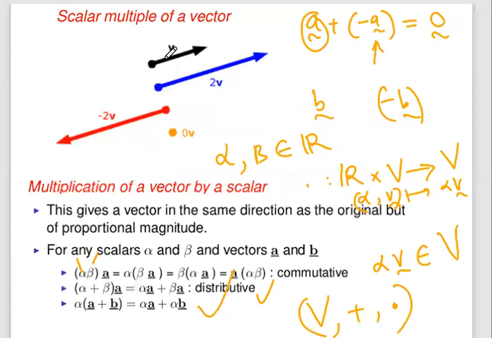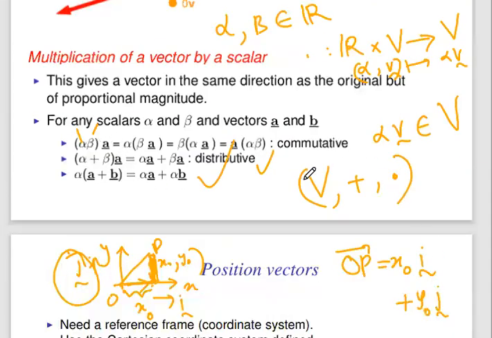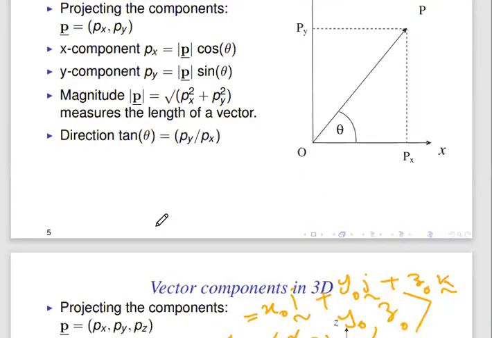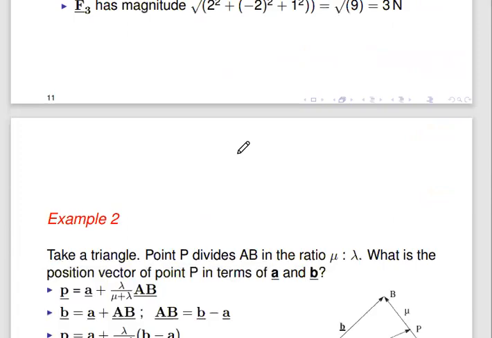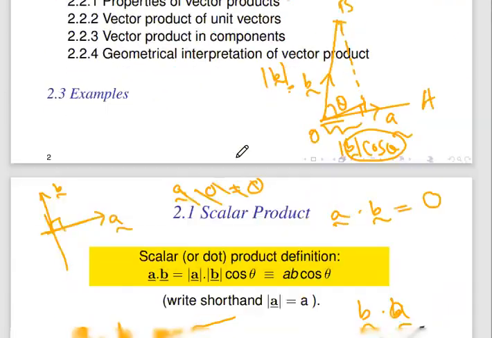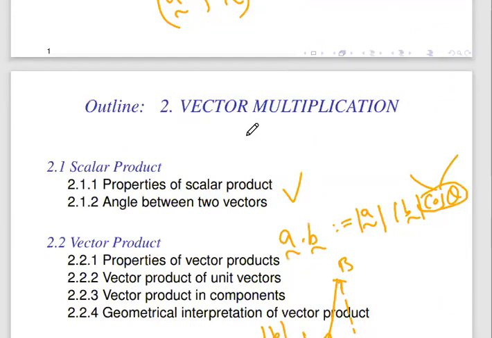You can stretch and shrink the vector, or reverse the vector if you multiply by a negative quantity. This is a vector space, which you will see in second year. My position vector is a vector. We also discussed unit vectors, vector addition, and vector multiplication.